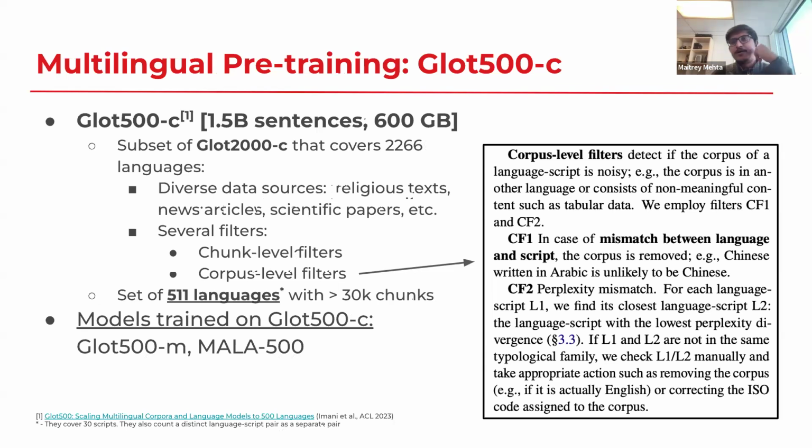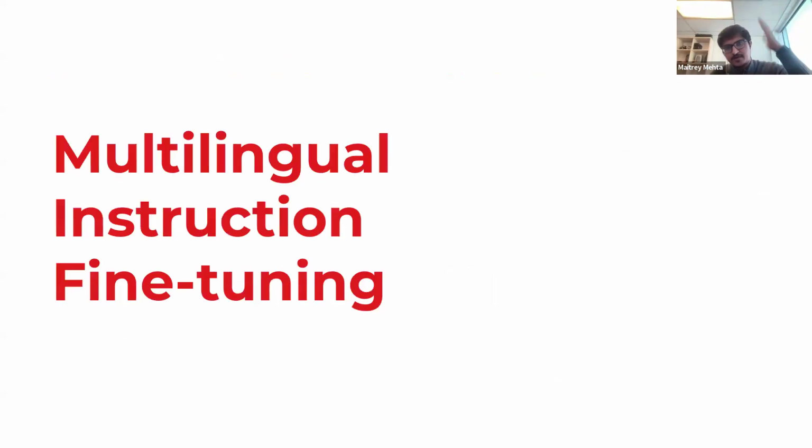Okay. So the first phase is pre-training, the second is IFT, which is instruction fine-tuning, and the third is alignment. So we'll talk about the second phase. We're done with the first phase. We'll talk about instruction fine-tuning.